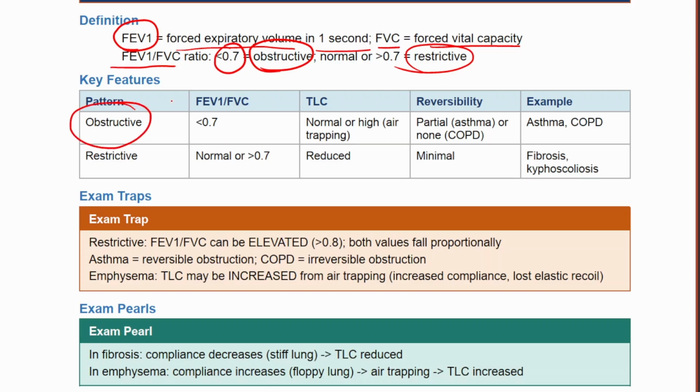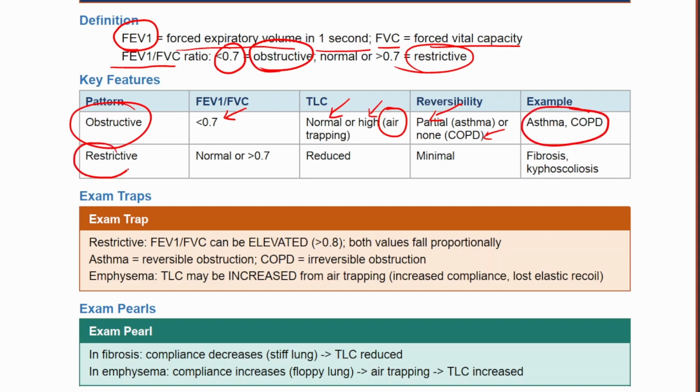For the obstructive pattern, the ratio of FEV1 and FVC will be less than 0.7. The TLC will be normal or high due to air trapping. Reversibility is partial in asthma or absent in COPD. Classic clinical examples include asthma and COPD.